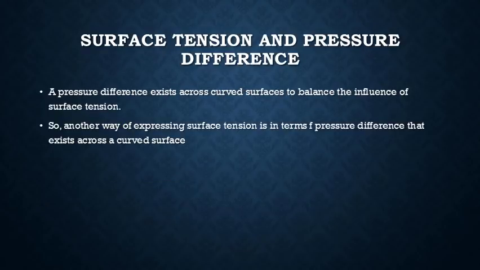Another way of expressing surface tension is in terms of the pressure difference that exists across a curved surface. For example, when we look at a bubble, inside this bubble you have a pressure 1 and outside the bubble is pressure 2, and at equilibrium the bubble remains as a sphere, which means there is a pressure difference, which is also a function of surface tension.